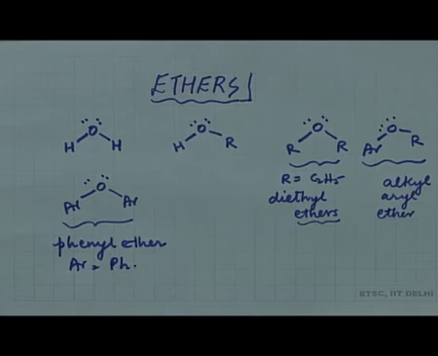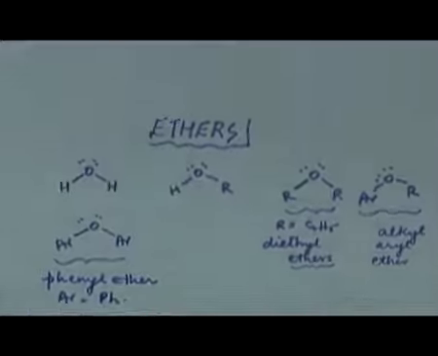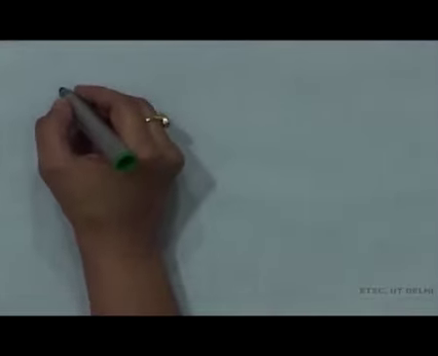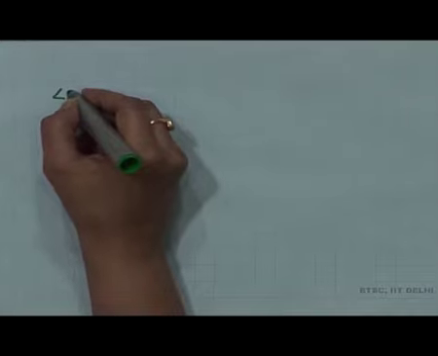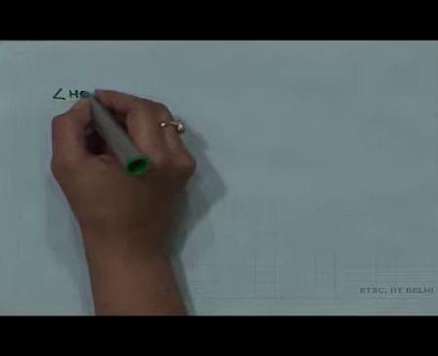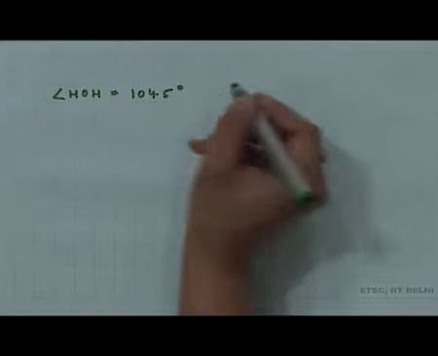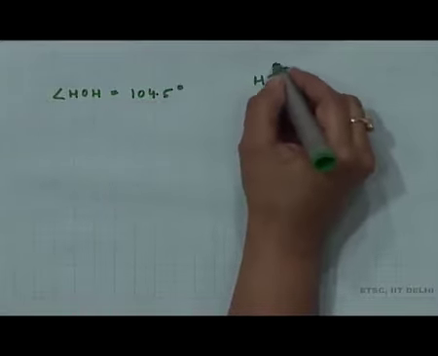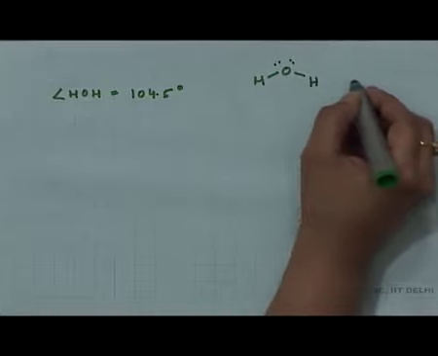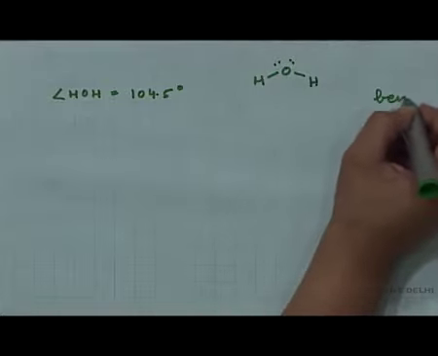Today we are going to understand some of the properties, reactions and preparation methods for these molecules called ethers. Looking at the structure, you can find some similarities with water. The HOH bond angle for water is 104.5 degrees and it has a bent structure. Water is a bent molecule.